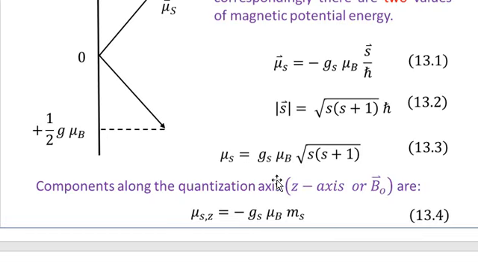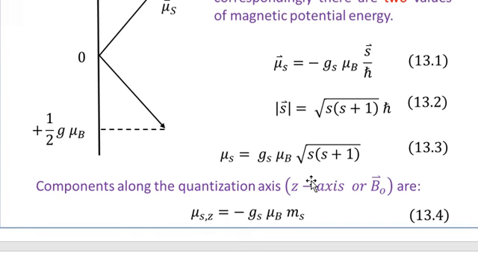That is mu s is equal to gs times mu b, where mu b is the Bohr magneton, and then square root of s into s plus 1. Here s is the spin quantum number, which has a fixed value, s is equal to half for the case of a single electron.